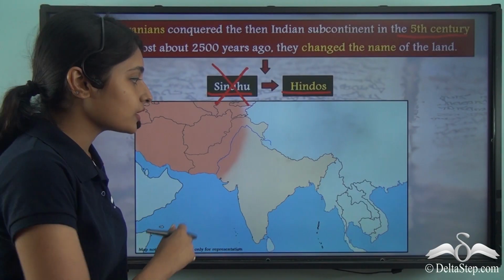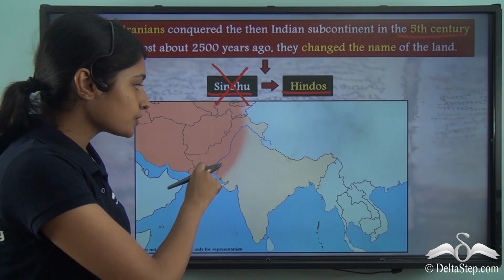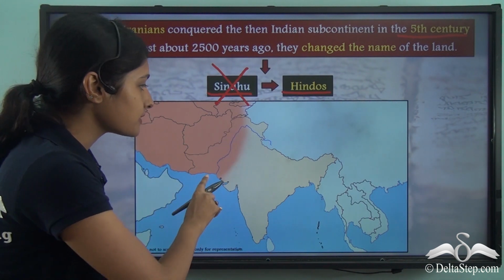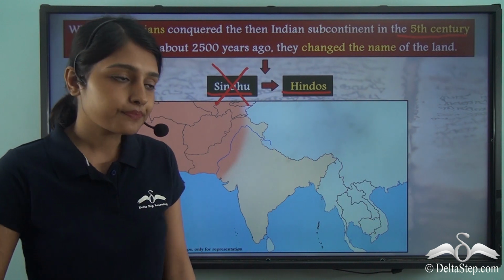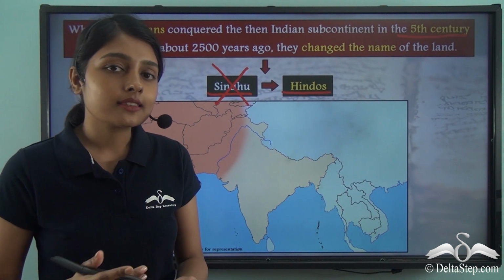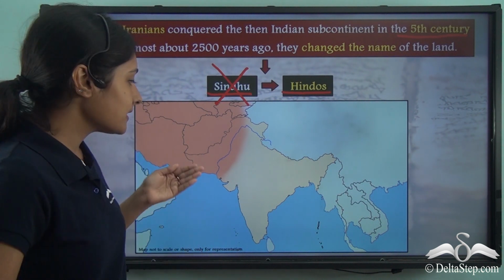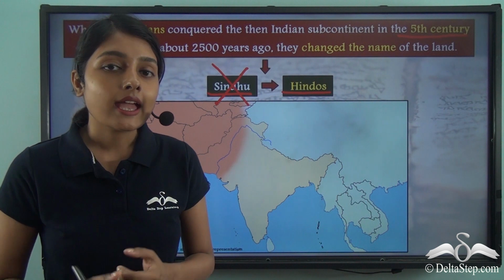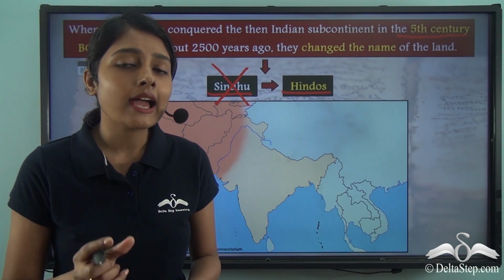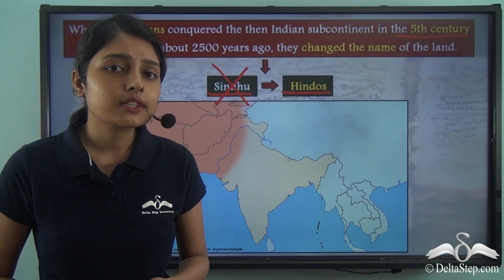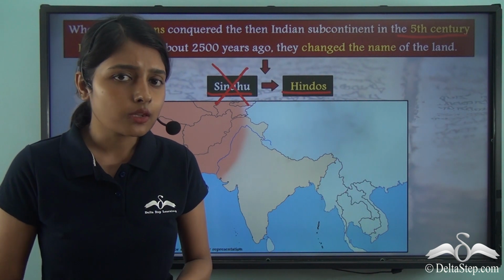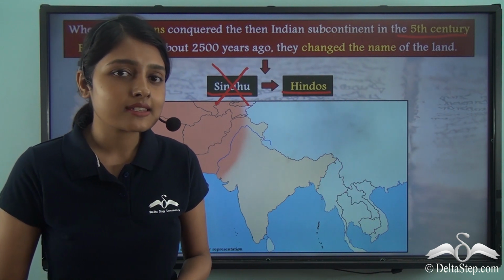Now, focus on this map. This map shows you the Persian Empire that had invaded the northwestern part of the Indian subcontinent. This is the river Indus that is known as Sindhu in Sanskrit. And this is the region that they conquered and they named as Hindus. Hindus means the land of the Hindus. Now, who were these Hindus and how did this land come to be known as the Hindus? Let us try to understand this.